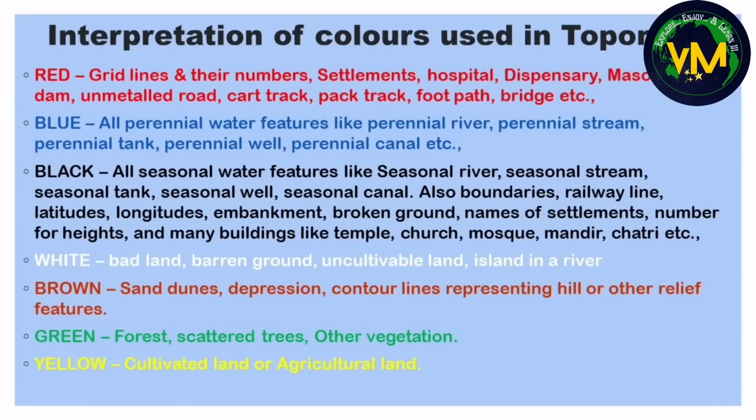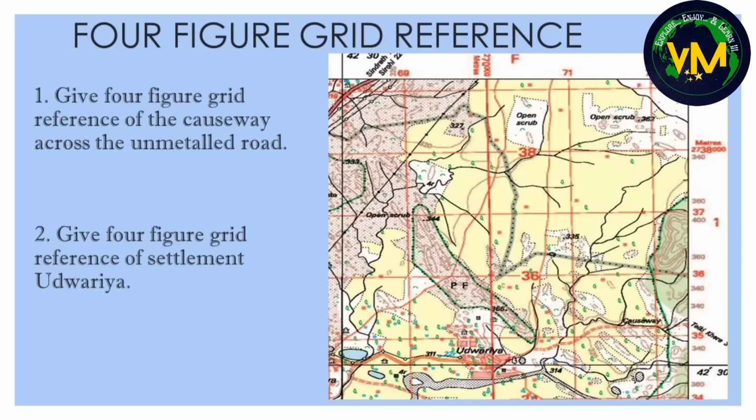Next important topic is interpretation of colors used in topo map. This question may be asked as, name 2 features that are represented in blue color in our topo map or brown color in topo map, and these colors are also useful for finding various other features like cultivated land, forests, sand dunes, etc.